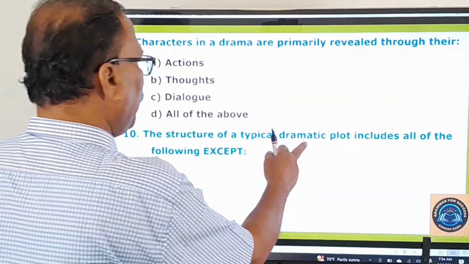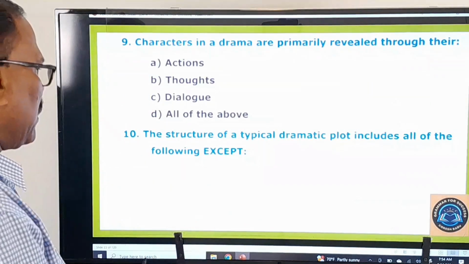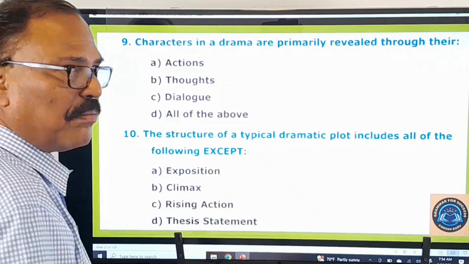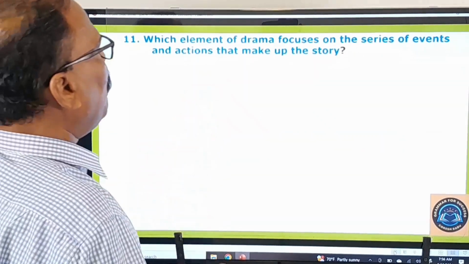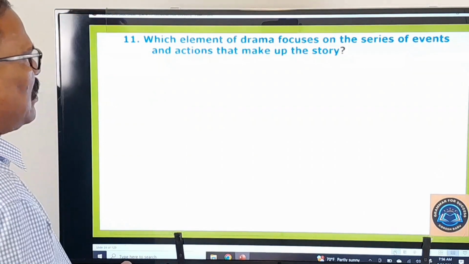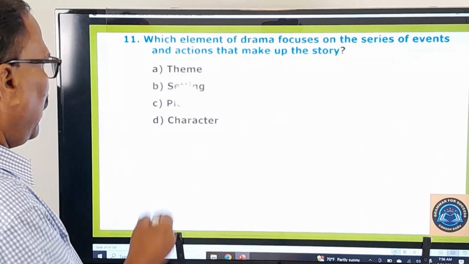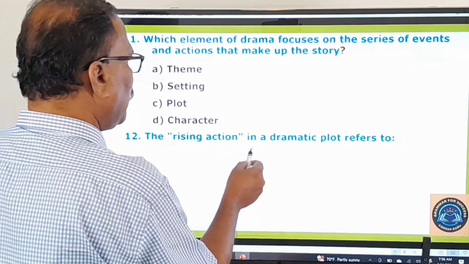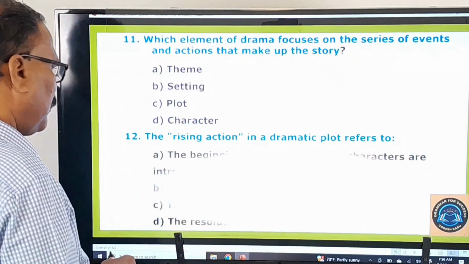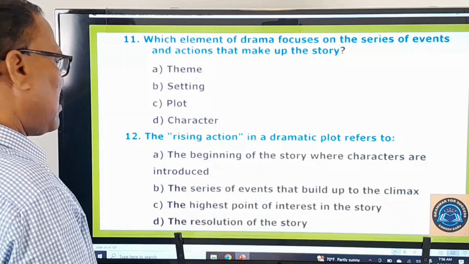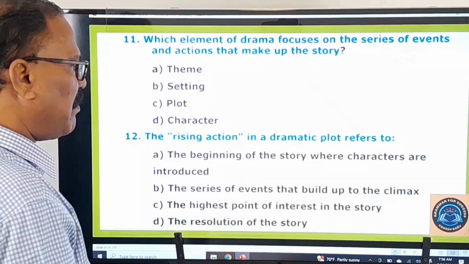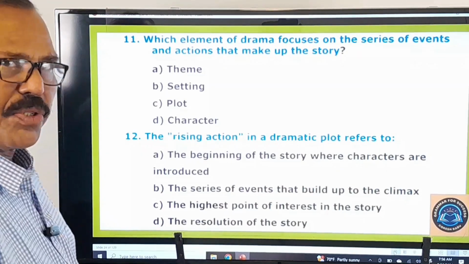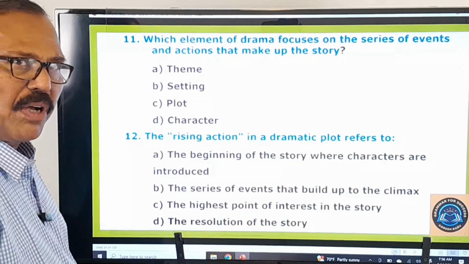The structure of a typical dramatic plot includes all of the following except what? Exposition, climax, rising action, thesis statement. We go to other questions. Which element of drama focuses on the series of events and actions that make up the story? Theme, setting, plot, character. The rising action in a dramatic plot refers to the beginning of the story where characters are introduced, the series of events that build up to the climax, the highest point of interest in the story, the resolution of the story. Now you move on to other questions.